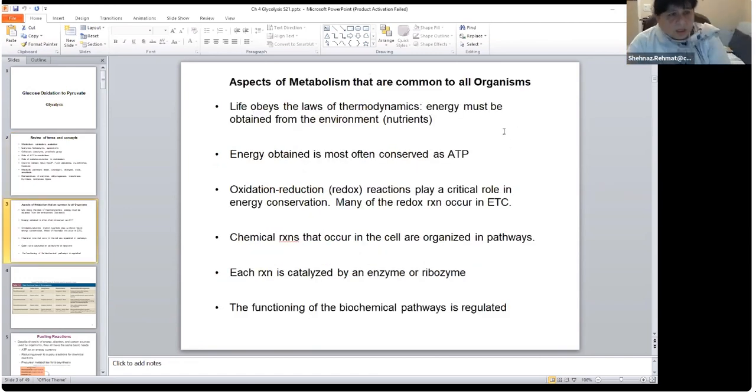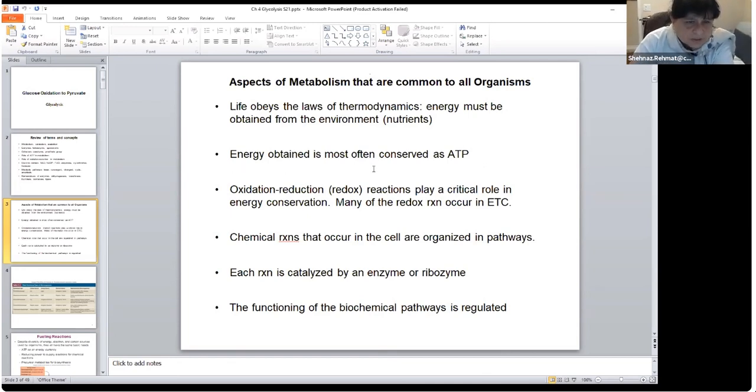Okay. So what is the common aspect of metabolism that is common in all organisms, whether they are bacteria or anything? So we have the laws of thermodynamics. That means energy must be obtained from the environment, which would be nutrients. That means energy cannot be created until you feed the bacteria or the cell with nutrients, right? Energy obtained is often conserved as ATP. This is the short-term conservation of energy, which is ATP.